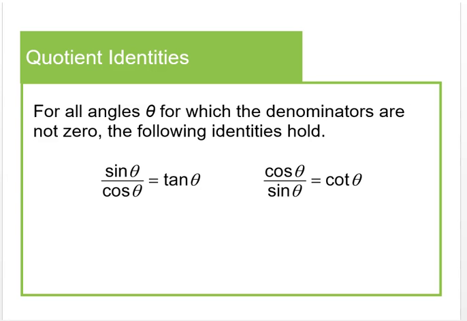Now, quotient identities are these right here. Tangent of theta is equal to sine theta over cosine theta, and cotangent theta is equal to cosine theta over sine theta. So these are very useful also in figuring out values of trig functions.